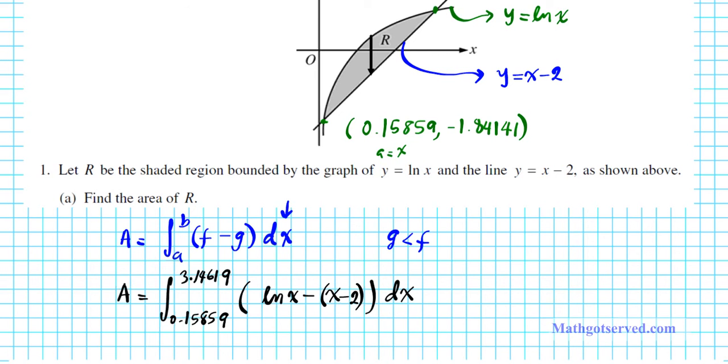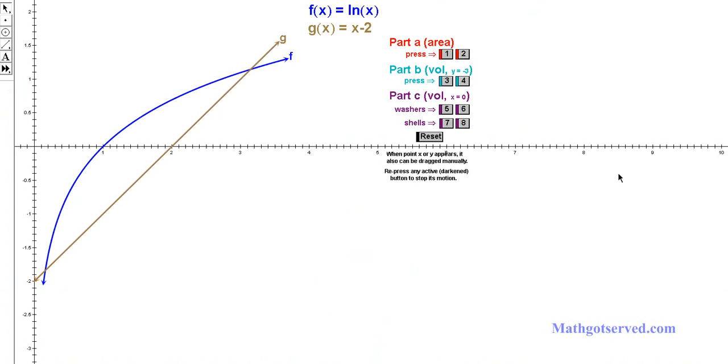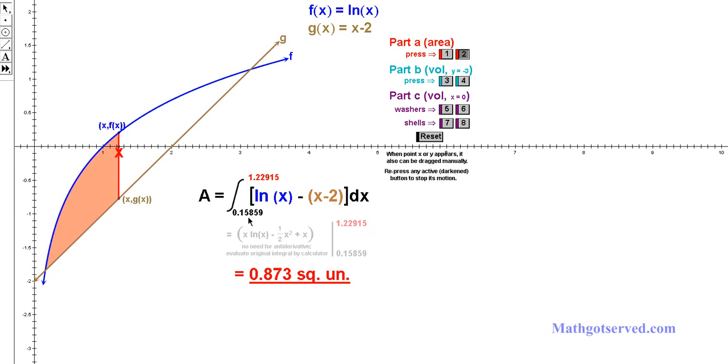All right, let me give you a visualization as to what's going on here. So you have the two functions, the logarithmic function in blue and the linear function in brown. So what we're doing is we're basically adding up all these infinitely narrow rectangles from our lower bound all the way to our upper bound. That's how we calculate the area. Okay, it's like an accumulation of the areas of all those rectangles. So let's take a look at what the area is. So you're going from 0.15859 all the way to 3.14619. Okay, so the net accumulation of those areas is 1.949 square units. Okay?